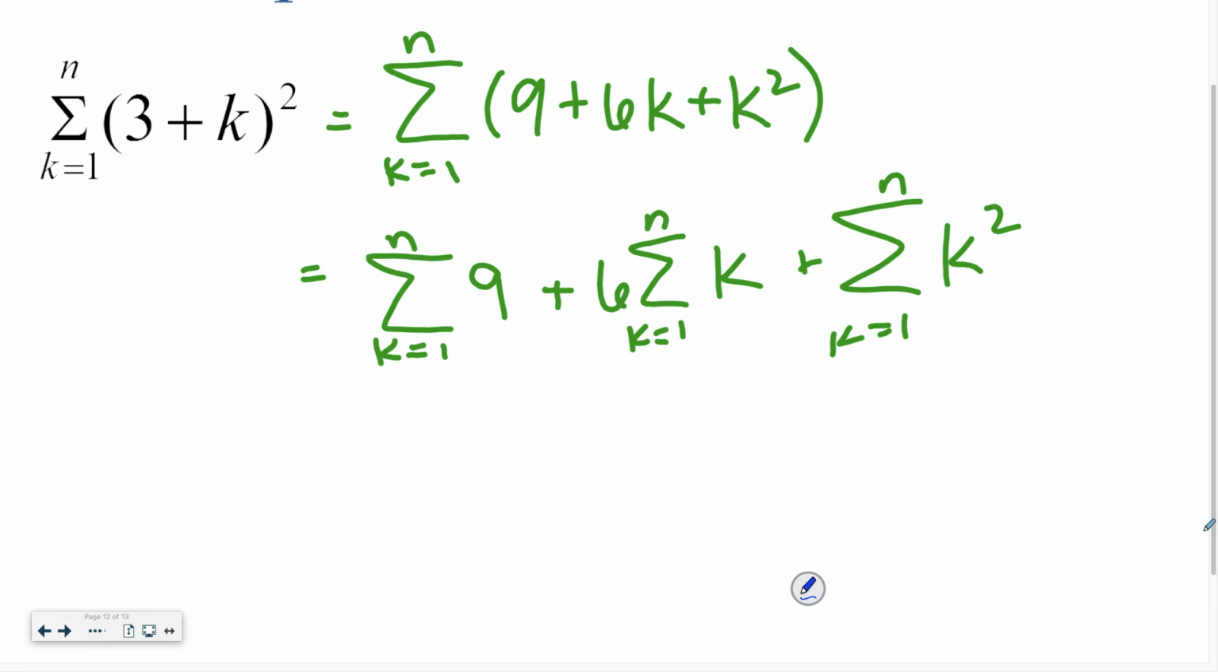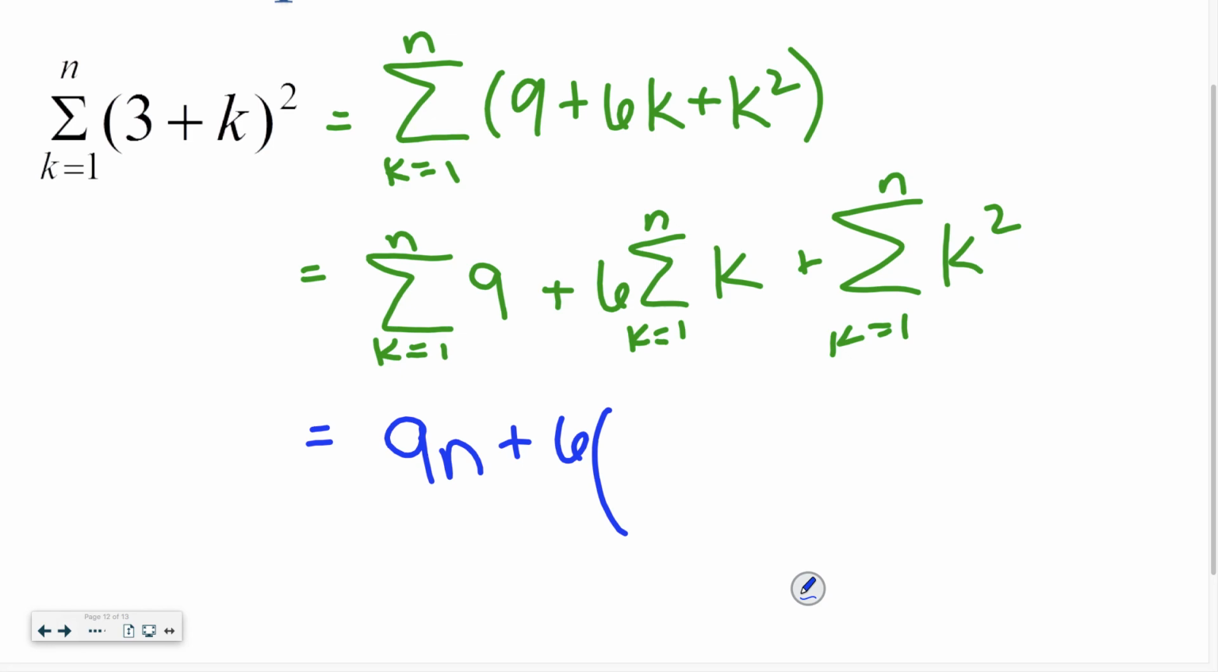Now we haven't really talked about what happens when we have just an integer. What are we doing here? We're adding 9 plus 9 plus 9 how many times? Repeated addition is the same thing as multiplication. Okay. Plus, we have 6 times our summation for k.